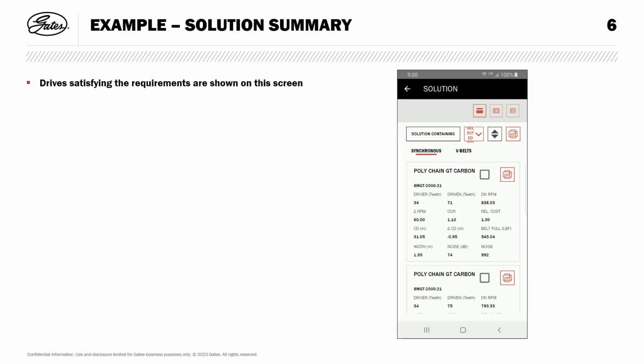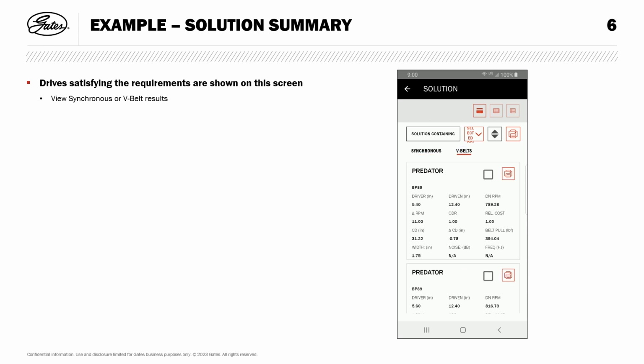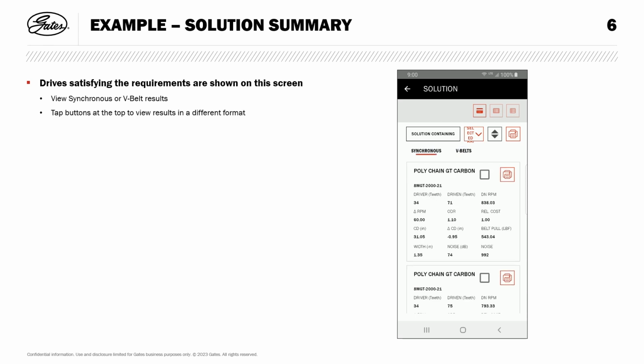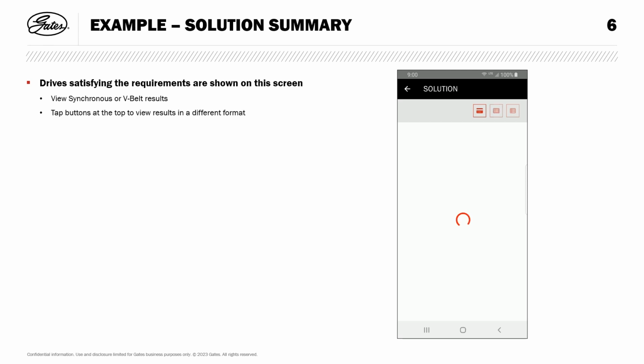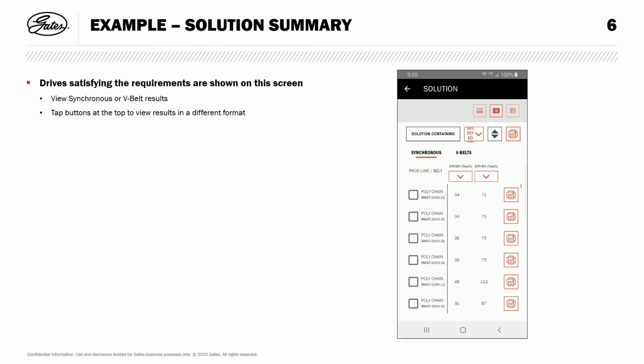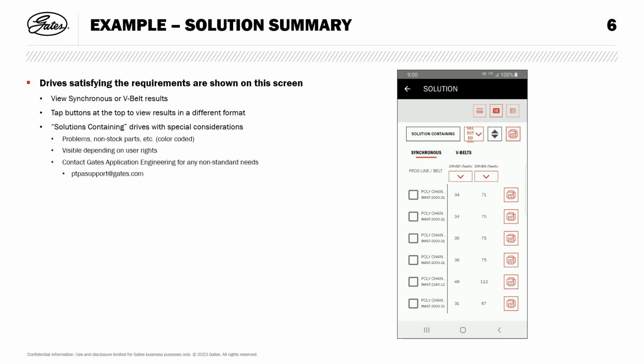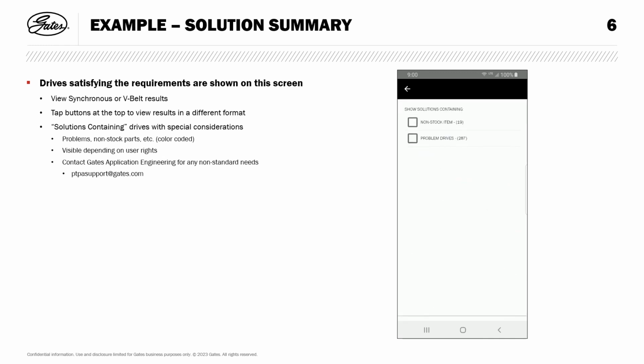Here on the Solution Summary screen, GDP shows all those drives. Use the tabs at the top to view sync or V-belt results. Tap buttons at the top of the screen to view your results in a different format. I've selected to view mine as a list. Tap Solutions Containing to view or hide drives with special considerations like non-stock parts. Check or uncheck these boxes as desired.